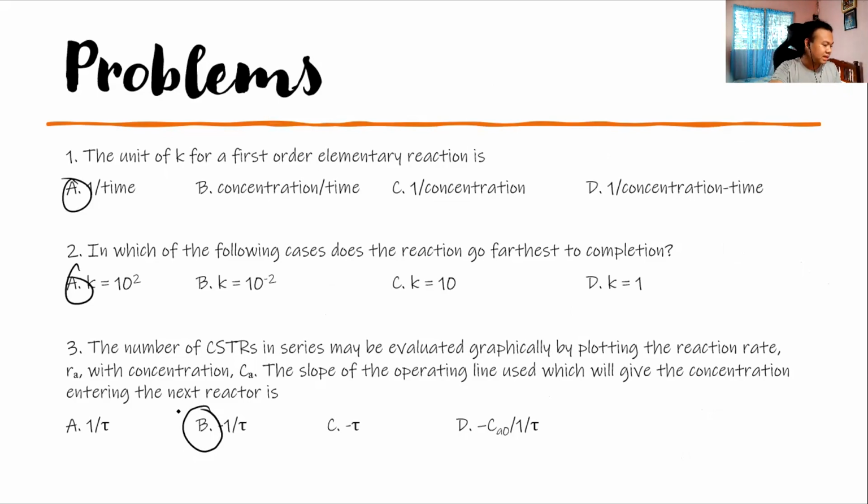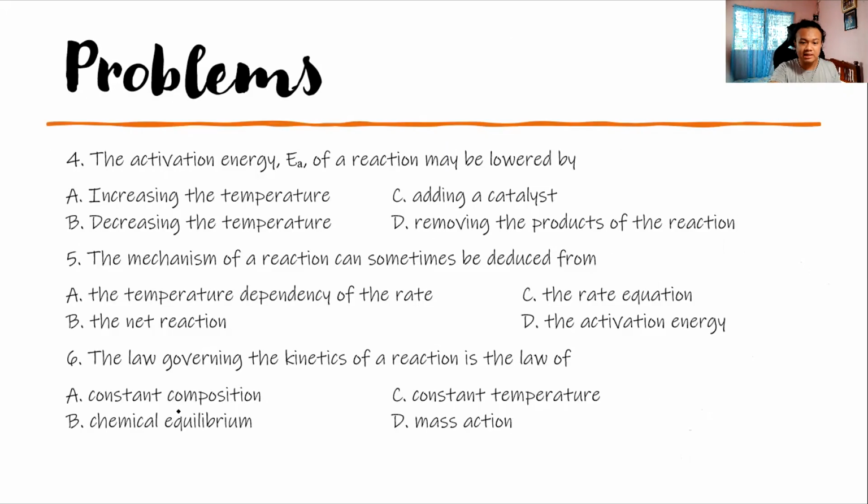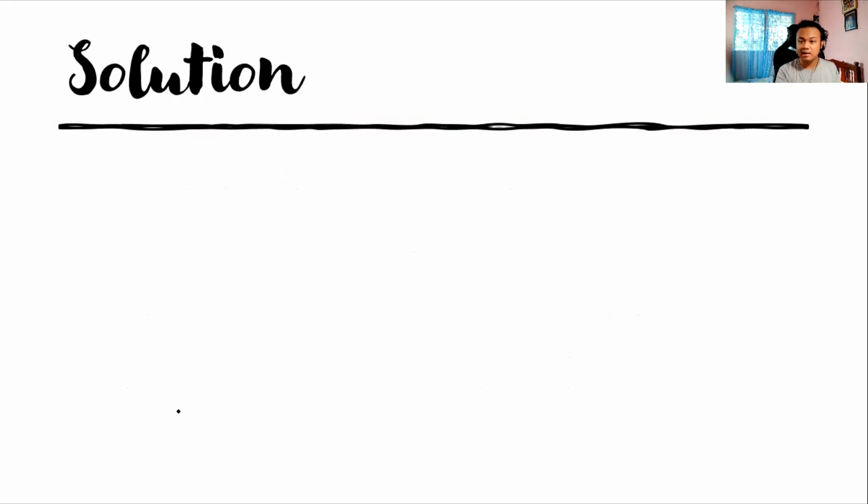Okay, next, let's move to the next number. The activation energy EA of a reaction may be lowered by increasing the temperature, decreasing the temperature, adding a catalyst, or removing the products of the reaction. So how do we lower the activation energy? Let's solve it, diba? You can actually solve it.